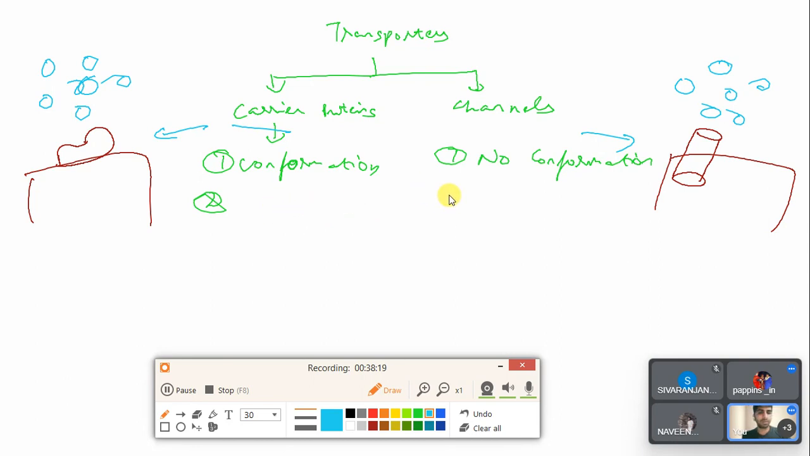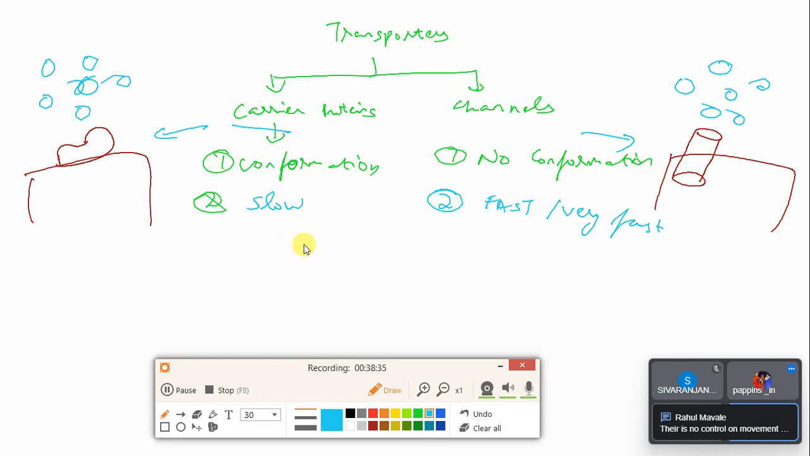So now, as Rahul suggested, the second point comes here. It is fast, very fast, while this is comparatively slow. So that's the second point. Now, there is no control on movement. Once this opens, all of them can come in directly. For example, initially it was closed, but then some molecule like IP3 in some kind of signaling comes and binds here and this thing opens up, so all the six molecules can get in easily.